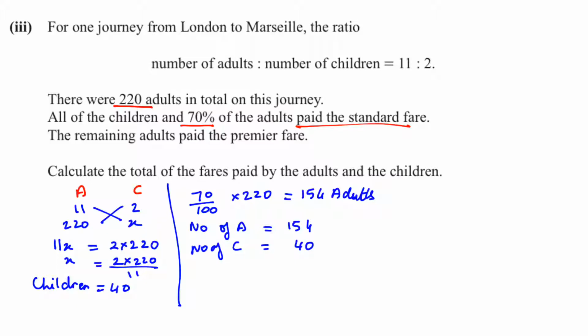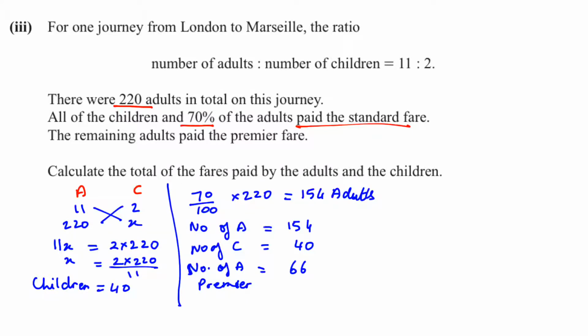So how many will be paying the premier fare? The number of adults paying premier fare will be 154 subtracted from 220, that is 66.